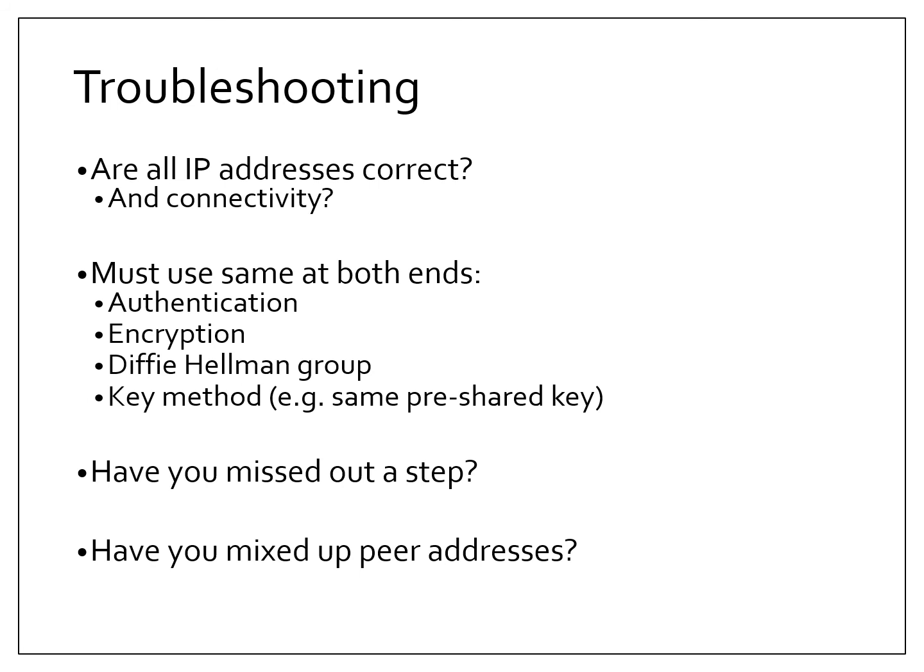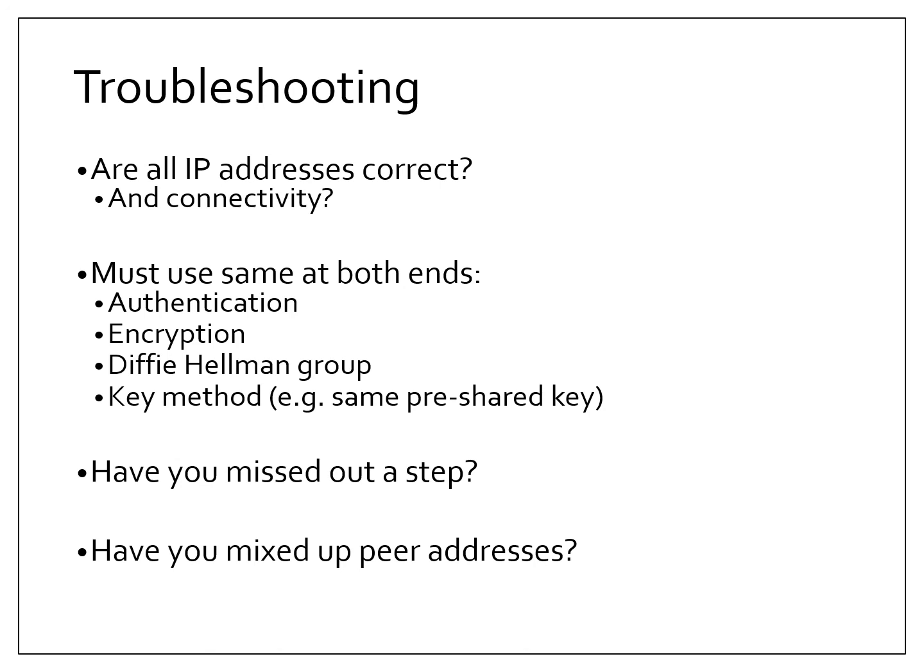Then looking at troubleshooting, if things don't work first time, you need to ask the question, are all the IP addresses correctly configured? What about the connectivity? Have you connected things correctly? You must use the same technologies and methods at both ends. So that's the authentication, encryption, the Diffie-Hellman group, and the same key method. So you're using a pre-shared key. Also, you must be using the same pre-shared key.